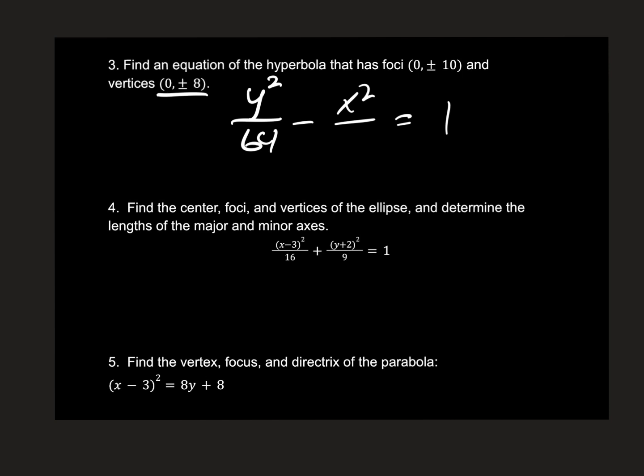Remember, all these problems, use what they give you. They gave me the foci. They gave me c is 10. Well, c squared is a squared plus b squared. So what do you add to 64 to get 100? 36. And there you have it.